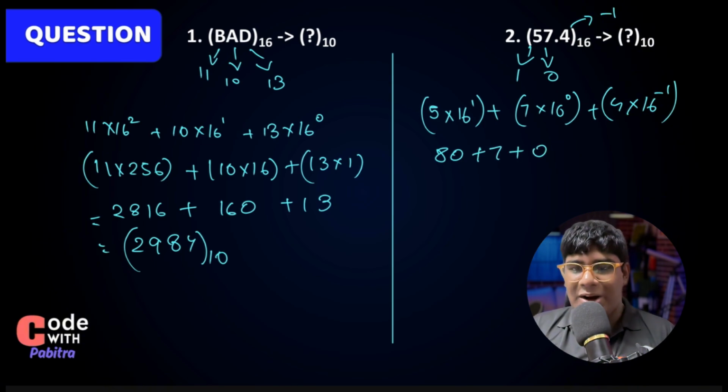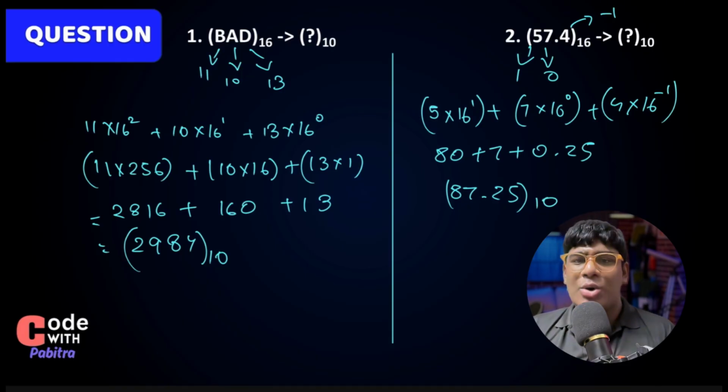So 80 plus 7 plus 0.25. So we get 87.25 base 10 in the decimal number system. So this is how you will solve hexadecimal to decimal conversion.